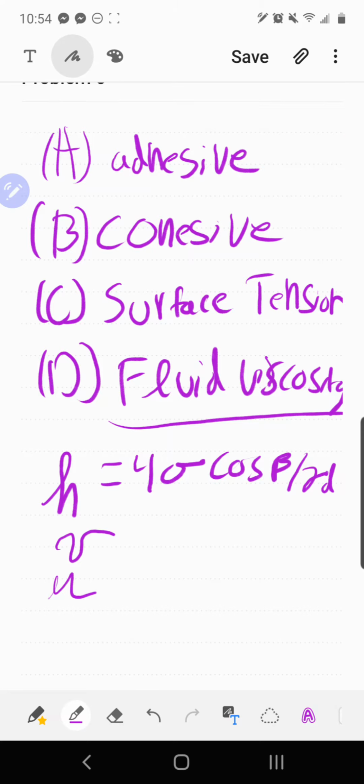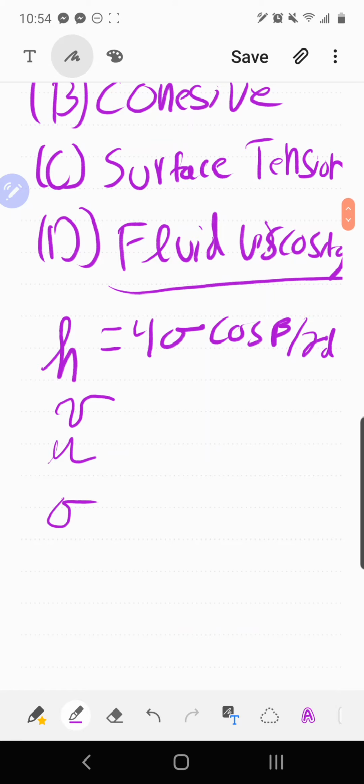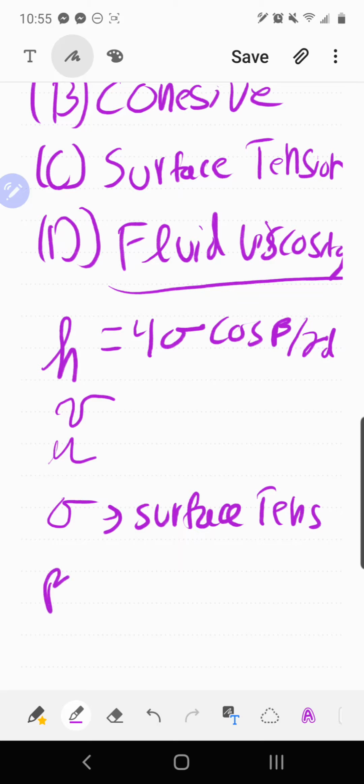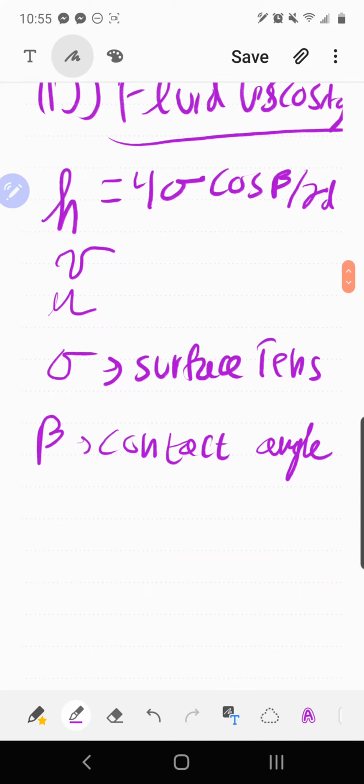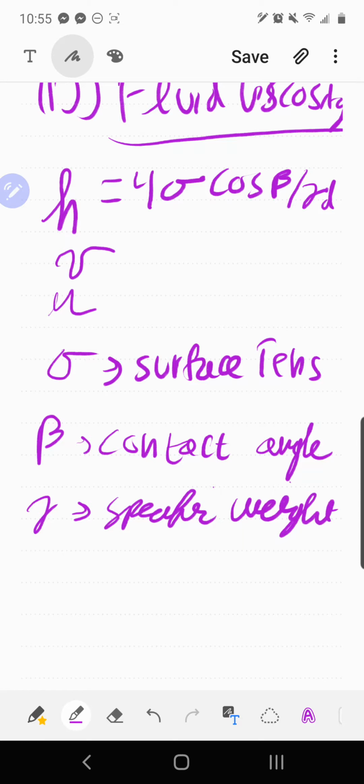So we can say, since sigma is surface tension, beta is contact angle, and gamma is the specific weight, D is the diameter of the tube.